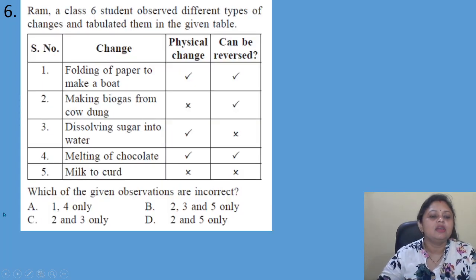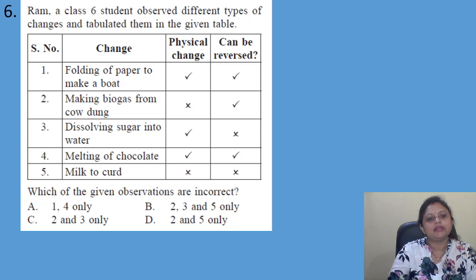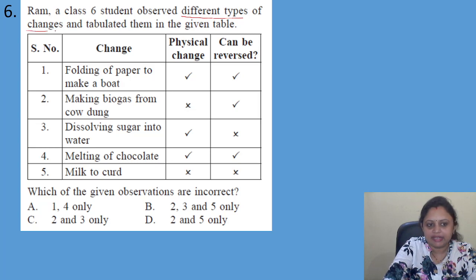Coming to the next question, Ram, a class 6 student, observed different types of changes and tabulated them in the given table. So these are the things given. Okay. So which of the given observations are incorrect? Options are A, 1, 4 only, B, 2, 3 and 5 only, C, 2, 3 only, D, 2 and 5 only. So here what are the correct options that we have to find out? What is given here? Different types of changes and tabulated it. So the first one is folding of paper to make a boat. Okay. So we have to find the incorrect options.